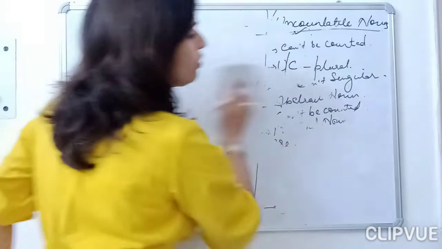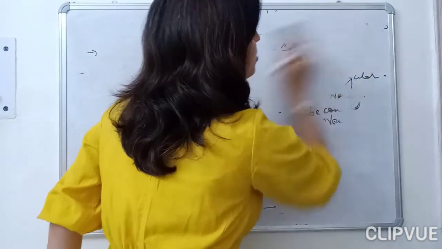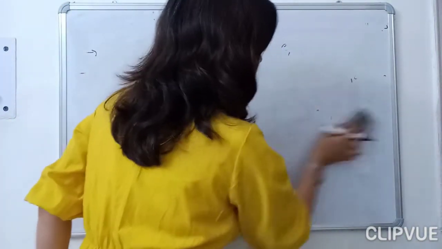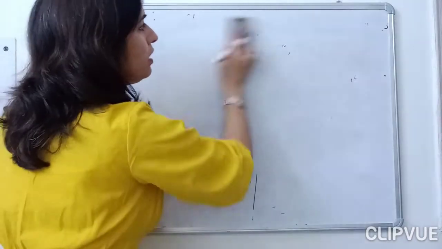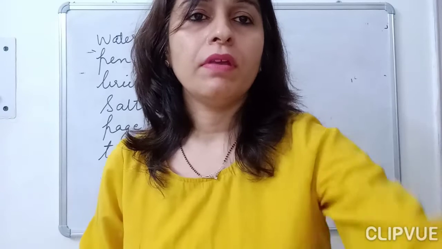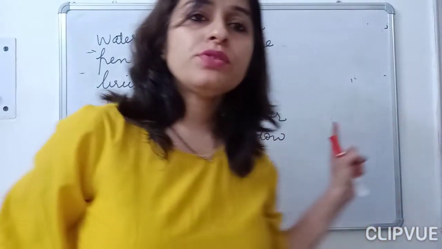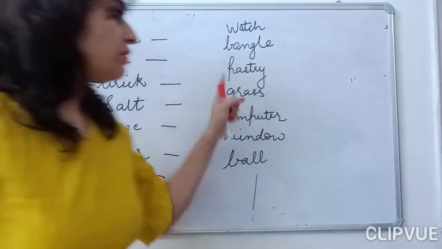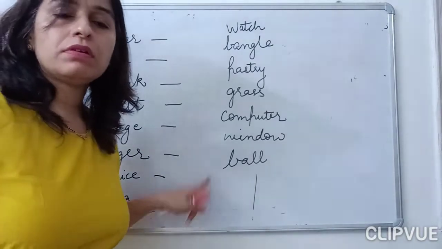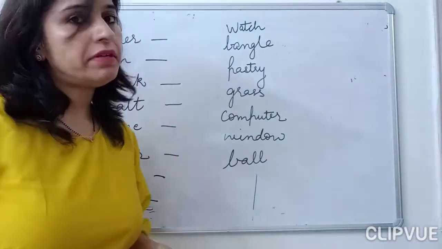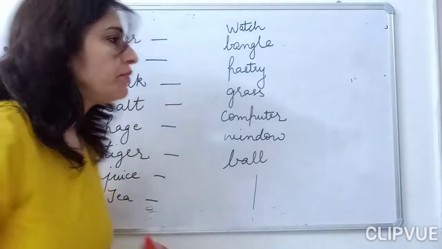Okay, before moving on to the next topic, children, let's do a small exercise to see whether you have understood this or not. Now let's see the other exercise. Here, children, I have written a few nouns. We will discuss and write whether they are countable or uncountable nouns.